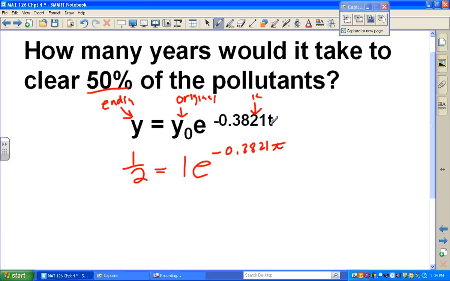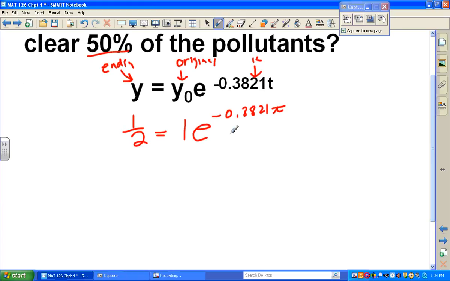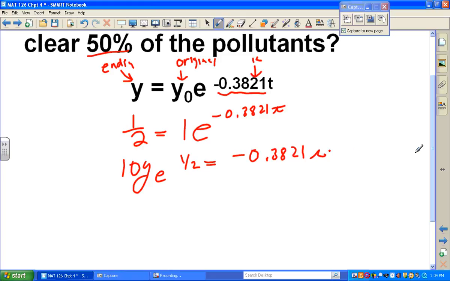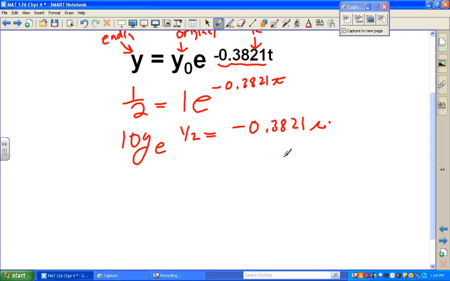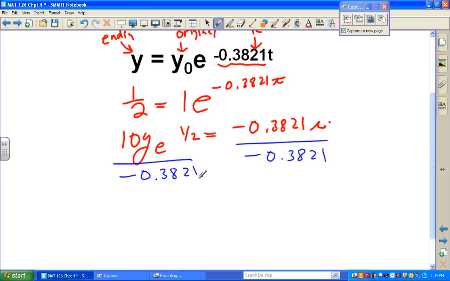Before we did logarithms, you solved for t by graphing. Now that we have logarithms, you can solve for t by basically getting an exact value. Since this number is written as decimals, your answer is probably going to be in decimals also. So, log base e of 1/2 equals negative 0.3821t. You divide both sides by negative 0.3821.